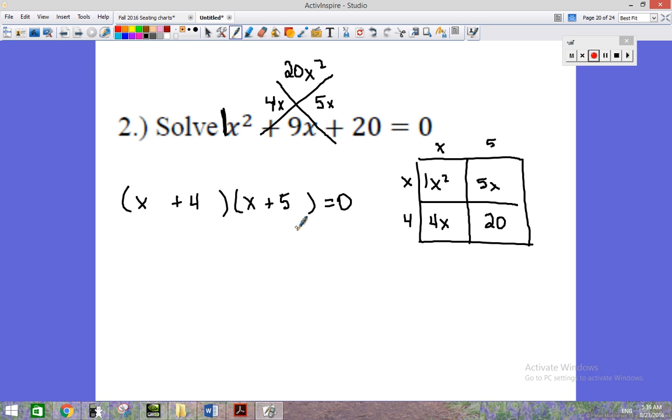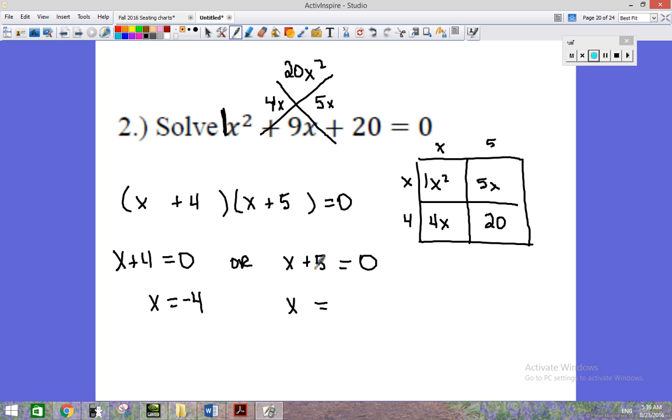So now we have a theorem that says that if you're multiplying 2 numbers together and you get 0, then one of the factors has to be 0. Either this first number, x plus 4, represents 0, or this other number, x plus 5, must represent 0. Well, this x plus 4 will equal 0 when x is negative 4, because a negative 4 plus a positive 4 cancel each other out and give us 0, and 0 times anything is 0.